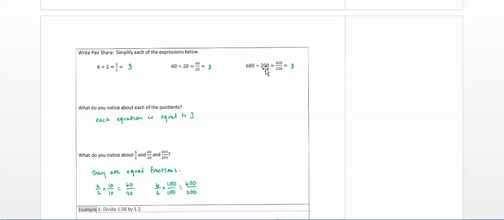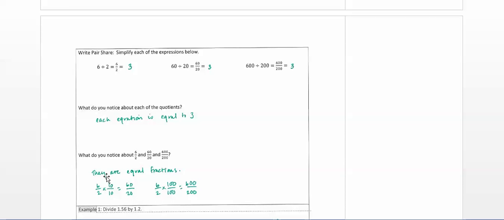Same with 600 divided by 200: 600 into 200 different groups, you have 3 in each group. What did you notice about each of the quotients? Well, each of the quotients is equal to 3. What do we notice about 6 over 2, 60 over 20, and 600 over 200? Well, they're all actually equal fractions.